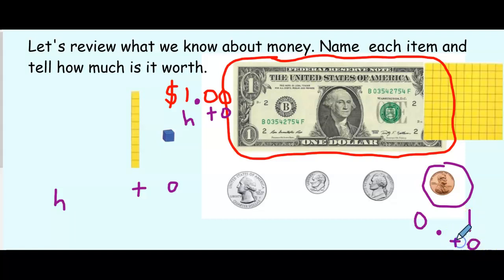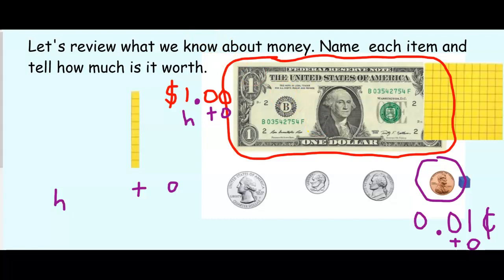Is there a tens place number? No, there's not. So $0.01 with the cent sign, which looks like the letter C, because the word cent or cents starts with the letter C. So this is how you would write 1 cent. And 1 cent looks a lot like this ones cube. The ones cube is in the ones place, correct? That's why we write 1 in the ones place.